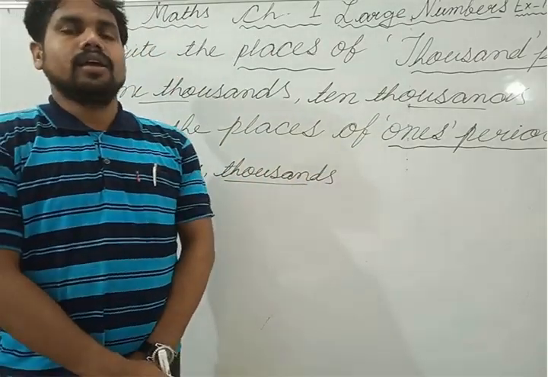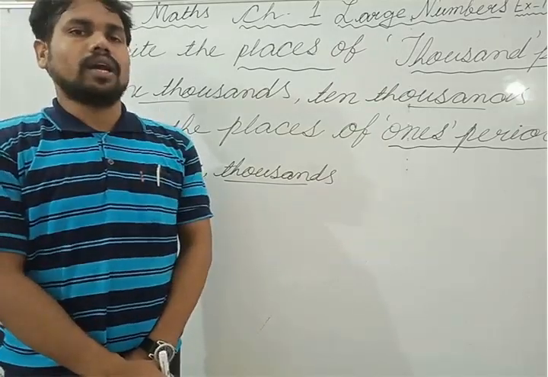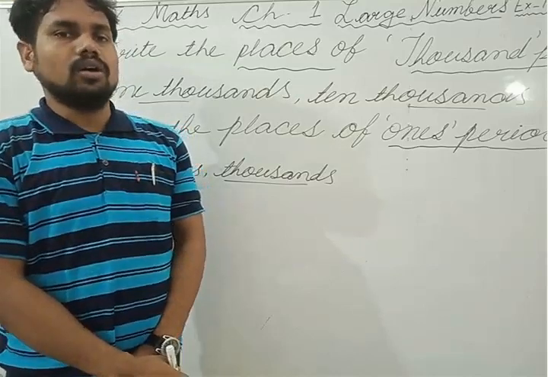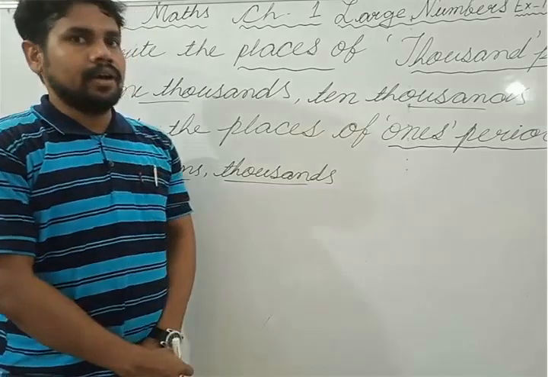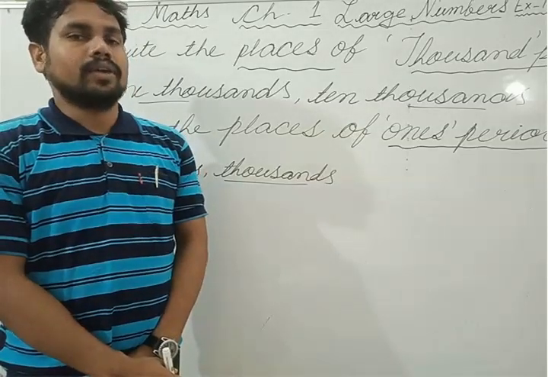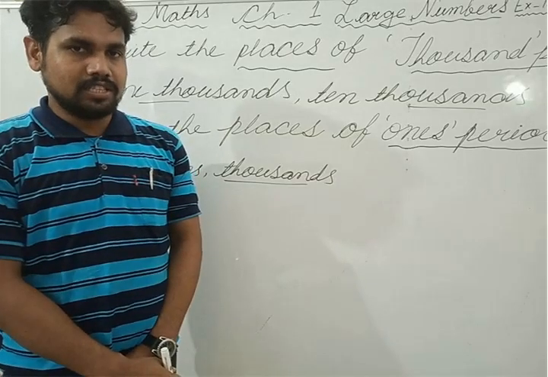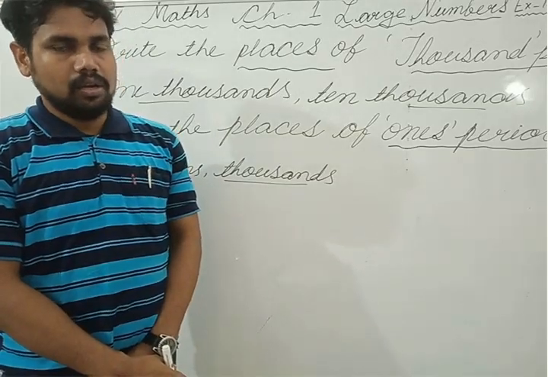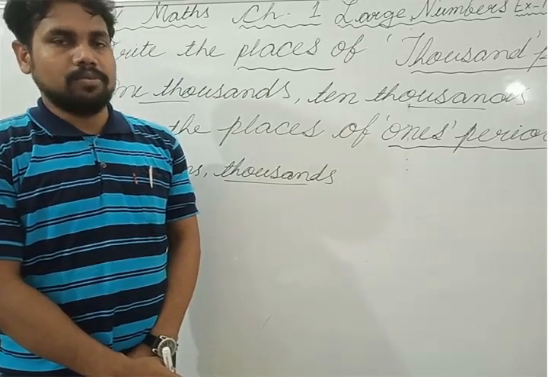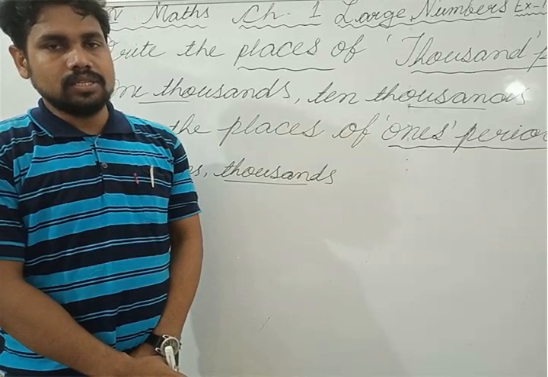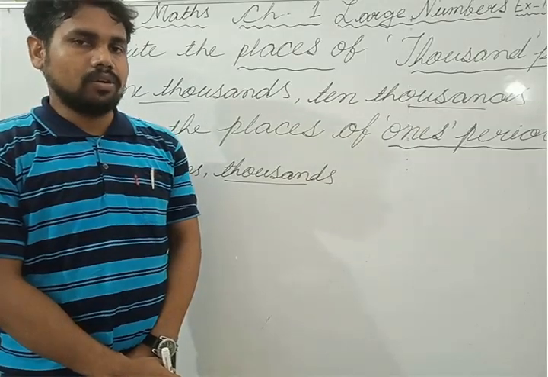If it is asking about the lakhs period, then 1 lakh and 10 lakhs. In the crore period, 1 crore and 10 crore. So if it is asking about any particular period, how many places are there, then you can write the total number of places. In the ones period we have 3 places: ones, tens, hundreds. In the thousands period we have 2: thousands, ten thousands. Then the lakhs period has 1 lakh, 10 lakhs, and the crore period has 1 crore and 10 crore.